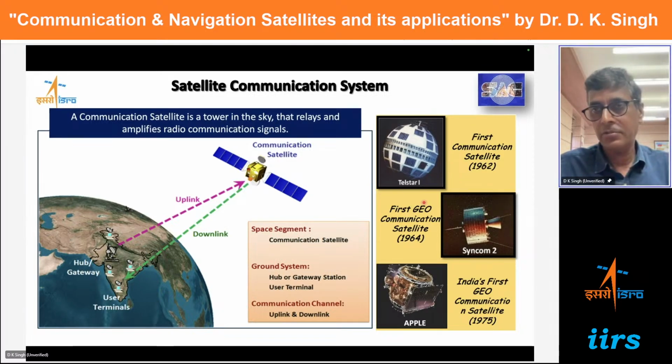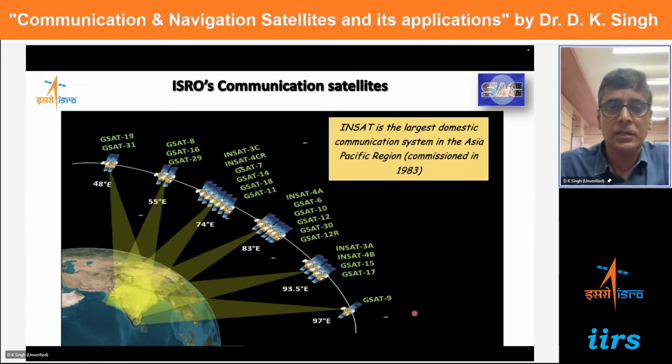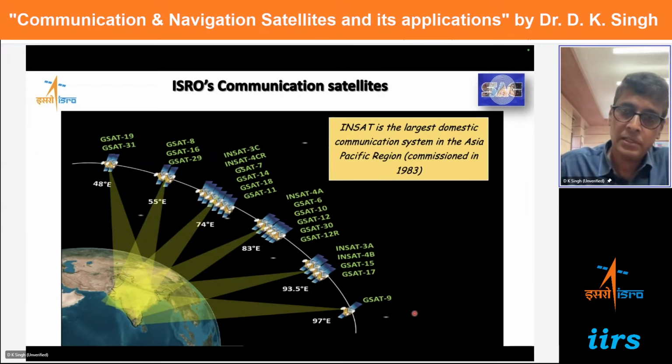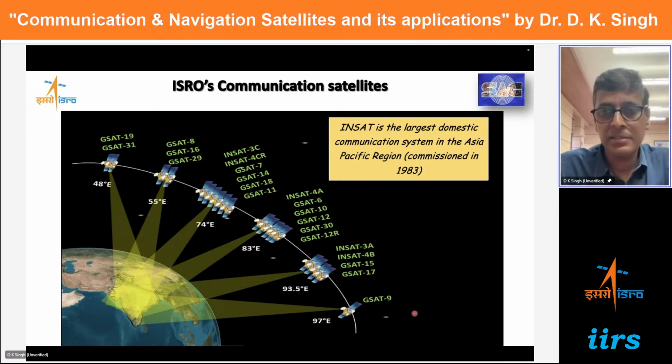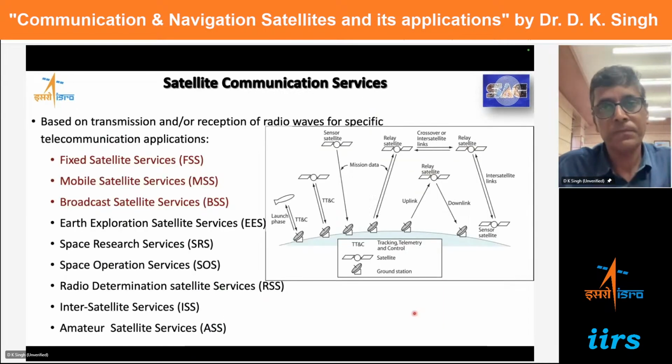Now on the right side you can see some of the firsts in the global scenario. In 1962, the first communication satellite, and India's first communication satellite is Apple. So this is a snapshot of what we have today. We have more than 18 satellites in orbit, positioned at different geoslots. They are allotted to us by the International Telecommunication Union to provide services over India and around.